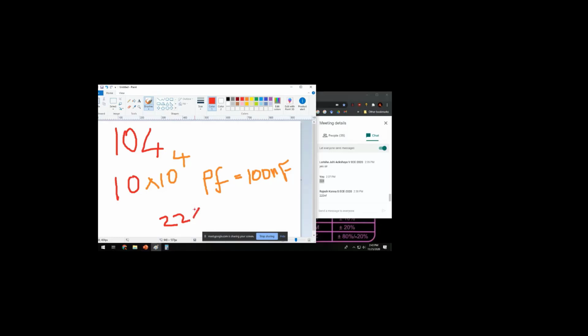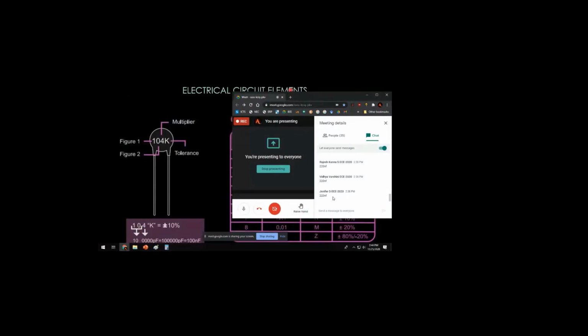What is the nanofarad value? 22 into 10 power 4 is the picofarad value. What is the nanofarad value? Yeah, Rajesh Khanna, 220 nanofarad is the correct answer. Okay, similarly, you have to convert the capacitance values.